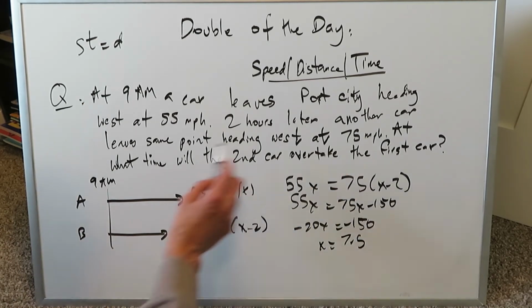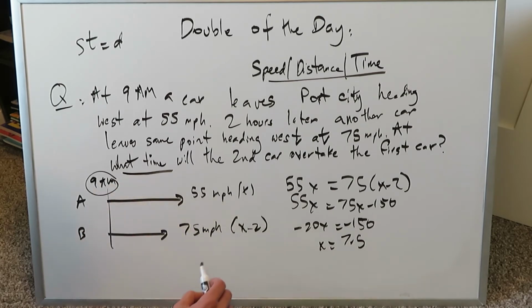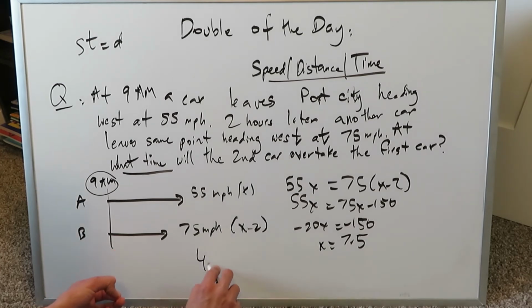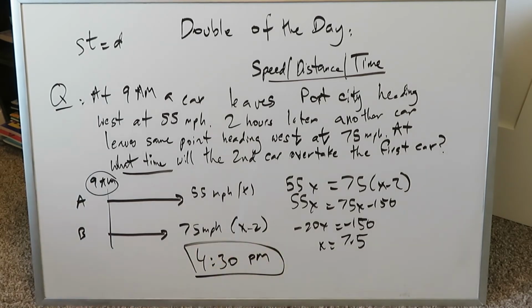But the question is really asking at what time. So if we started here at 9 a.m., you just have to add 7.5 hours to 9 a.m. and you can just count: 9 to 10, 11, 12, 1, 2, 3, 4. At 4:30 p.m., the second car will catch up to the first car.